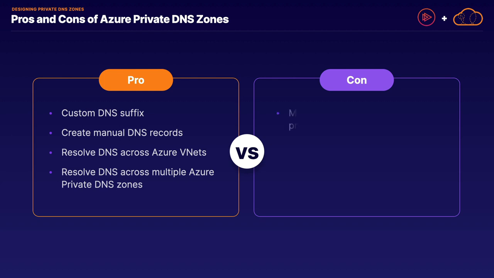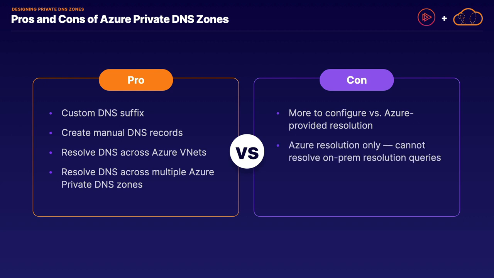Now, with that in mind, it's not the perfect solution in all scenarios. For starters, there is more to configure versus Azure provided resolution. Of course, the default option has no configuration necessary, so anything is going to be a little bit more work for you. And the most important con or downside to be aware of is that this provides Azure resolution only, which means if we have to resolve private DNS queries to and from non-Azure sources, such as a connected on-premises network, Azure Private DNS Zones is not able to handle those types of queries.